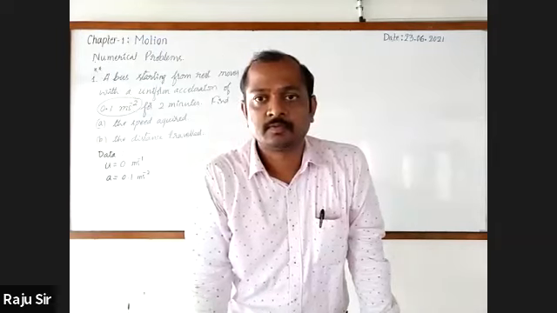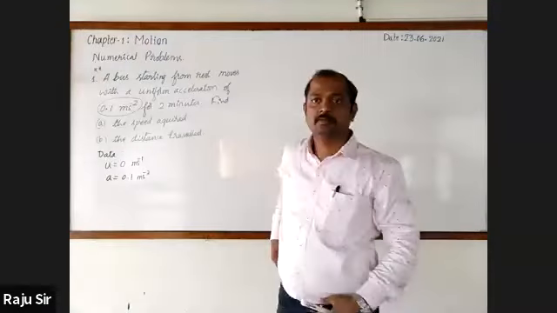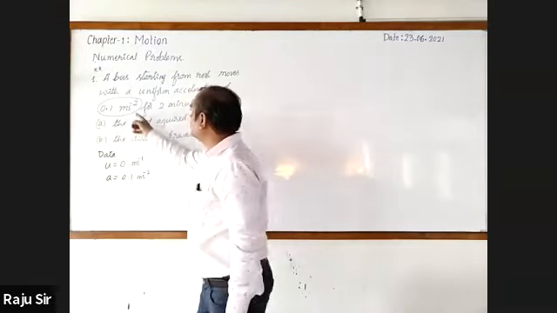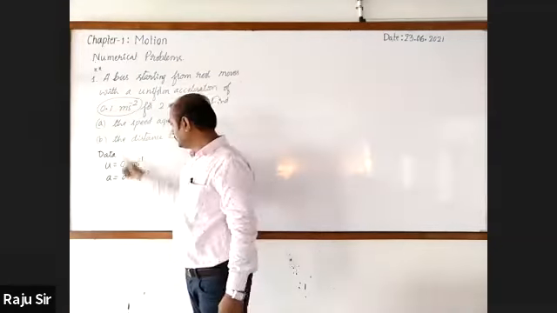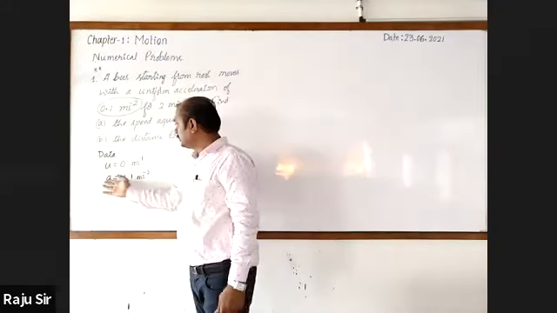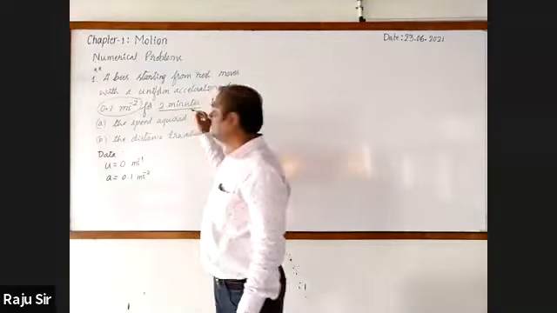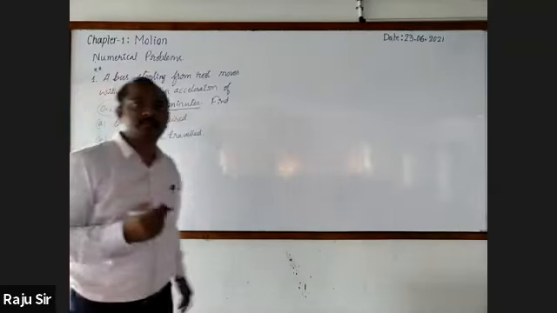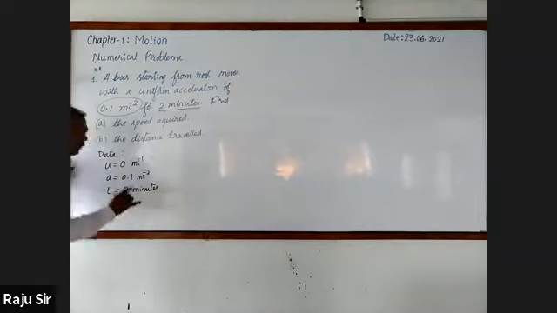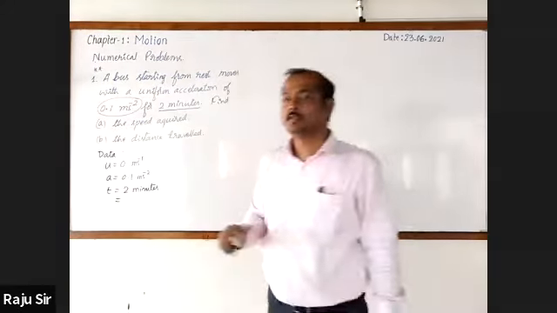Time is 2 minutes, that is 120 seconds. Look here. Here we are given uniform acceleration, 0.1 meter per second square, then time has been given. Time is 2 minutes. It is not in SI unit, so it can be written in terms of seconds. Here, t is equal to 2 minutes. You all know that 1 minute is 60 seconds, so 2 minutes is 120 seconds.